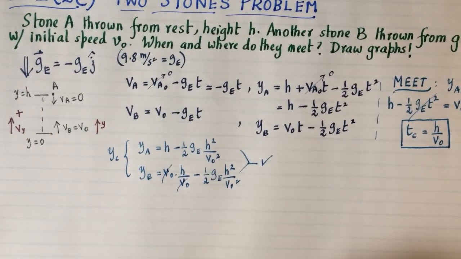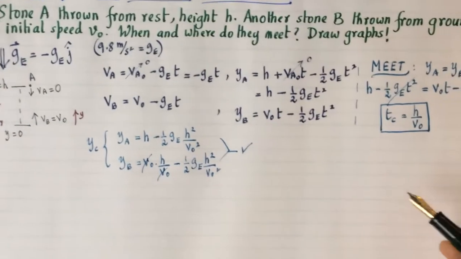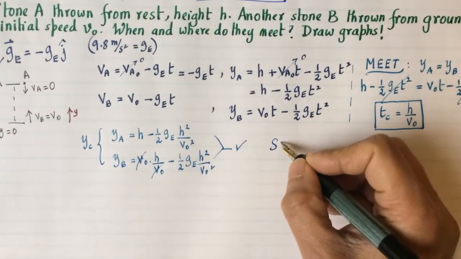Now the more interesting question is to decide if the collision occurs before or after stone B reaches the highest point. So the stone B reaches the highest point when its velocity is 0.